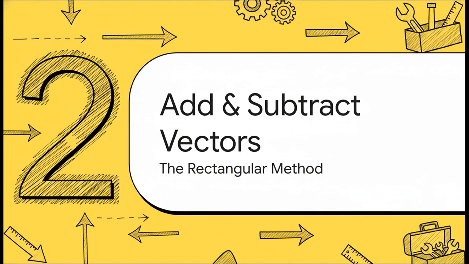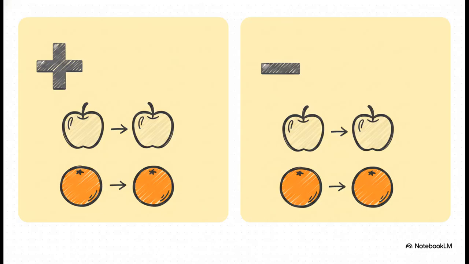Moving on to section 2, adding and subtracting vectors, the rectangular method. Now this perfectly illustrates the absolute beauty of the rectangular form. Whether you're adding or subtracting, the logic is wonderfully simple. For addition, you literally just group the real parts together, so A1 plus A2, and then you group the imaginary parts together, giving you j times the sum of B1 plus B2. You're just combining like terms. It's like sorting apples and oranges.